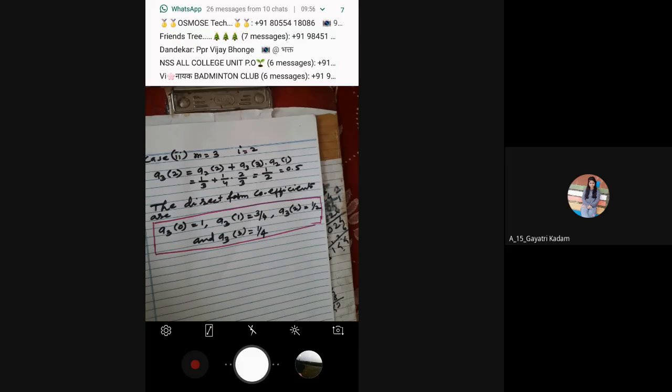Now suppose I ask you to draw the direct form for this. How will you draw it? We have already drawn the FIR direct form structure, right? So here, what is the order of the equation? The order is 3.